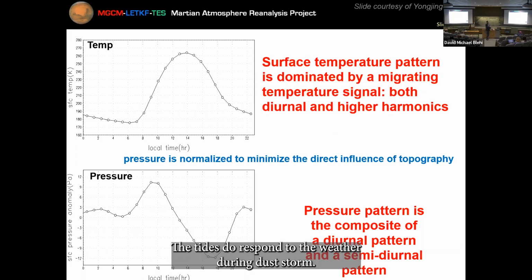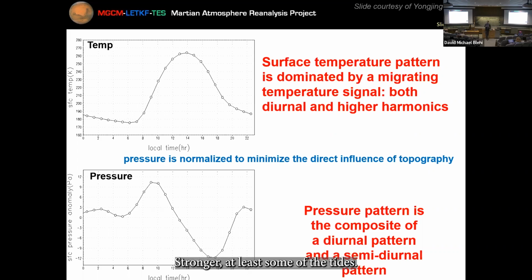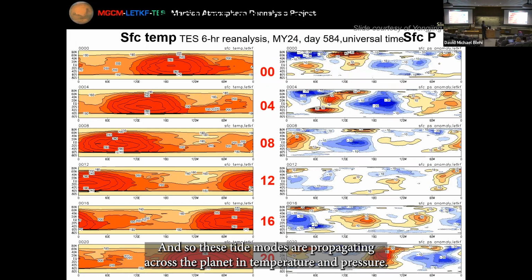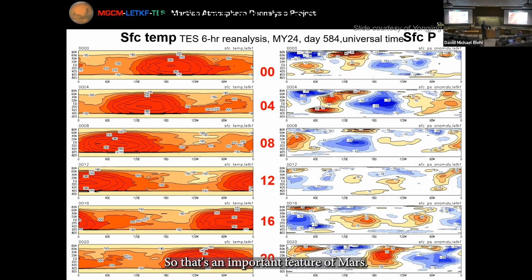Okay? The tides do respond to the weather. During dust storms, the tides are much stronger, at least some of the tide modes. So there is some interaction between those two. These tide modes are propagating across the planet in temperature and pressure. So that's an important feature of Mars. Right? And sometimes crater locations, like where our Curiosity rover is, amplify those signals, and they're even stronger.